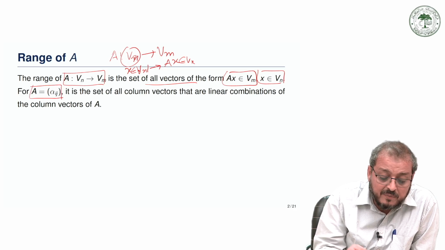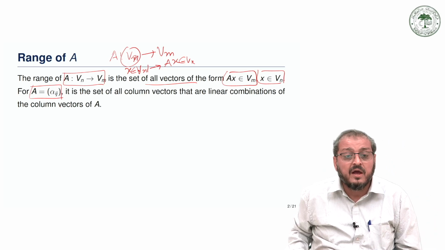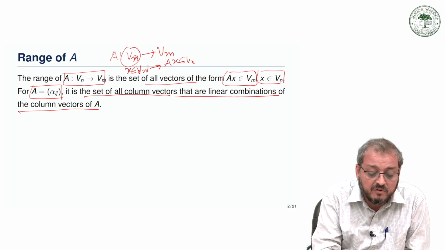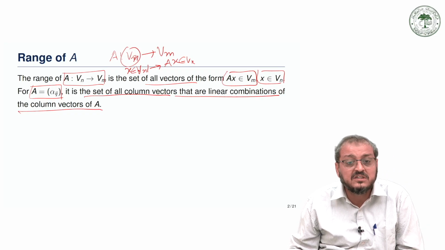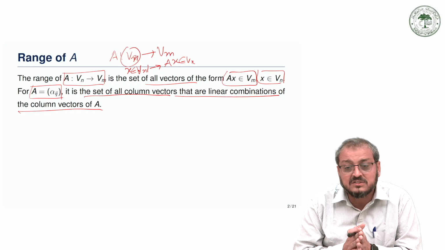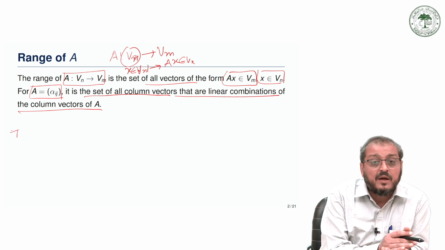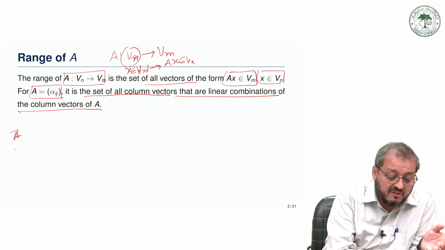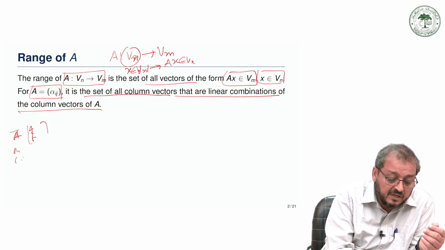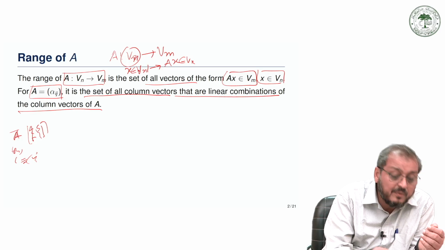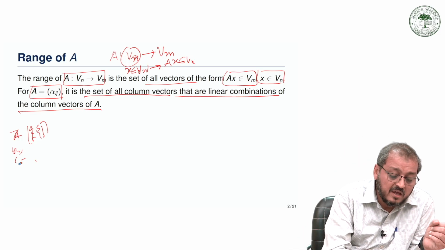A is the matrix, A equals alpha ij. The range is the set of all column vectors that are linear combinations of the column vectors of A. When calculating the matrix associated with a linear map, we are given a matrix and bases B and C. Every column vector can be written as a finite linear combination of the elements of C, and then that can be written as a linear combination of the elements of B. This way we can construct a linear transformation.